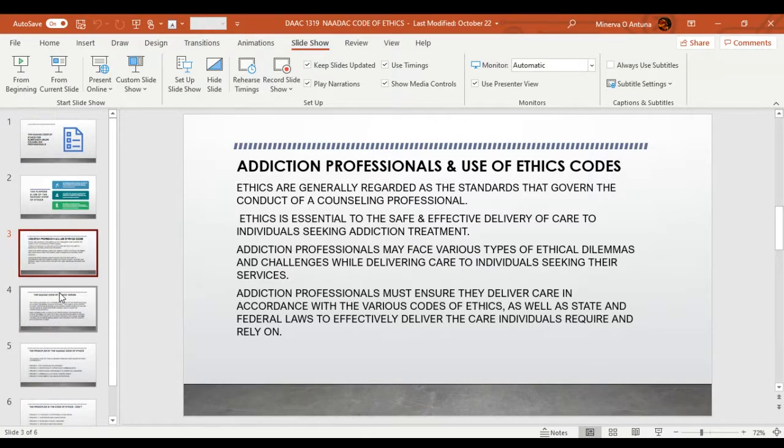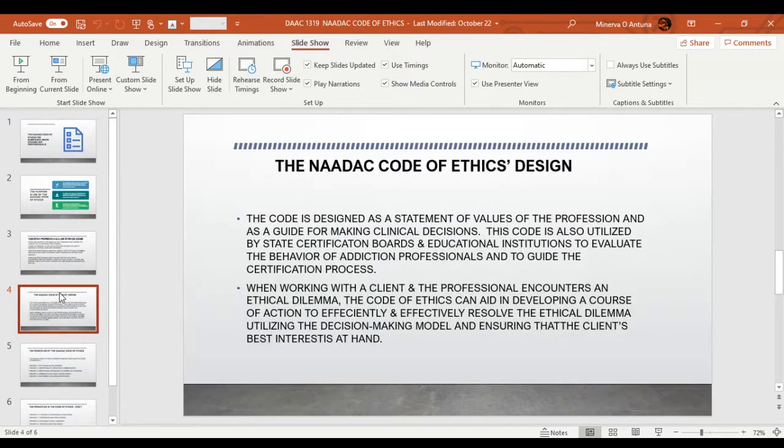The NAADAC Code of Ethics is designed as a statement of values of the profession and as a guide for making clinical decisions. This code is also utilized by state certification boards and educational institutions to evaluate the behavior of addiction professionals and to guide the certification process. So the board is the one who looks at your credentials, looks at everything that you've done to meet the criteria for being nationally certified.